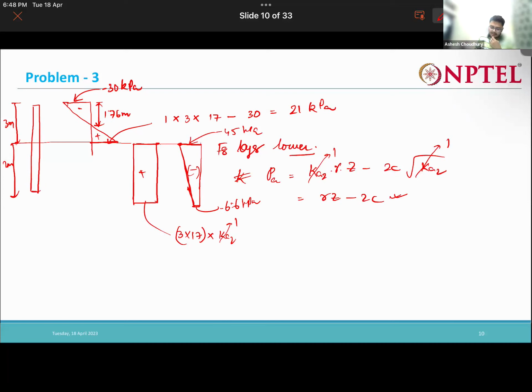So is this clear? Yes, clear. There will be no Z naught. So this will be our diagram. Now what we have to do is just find out the total P value.